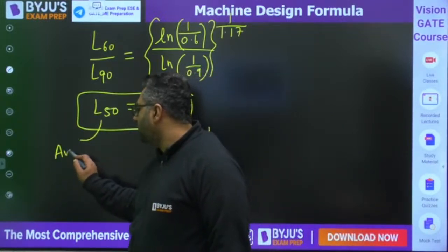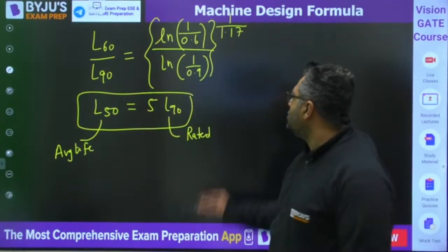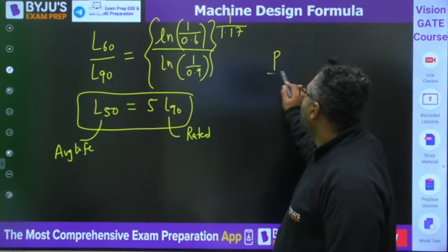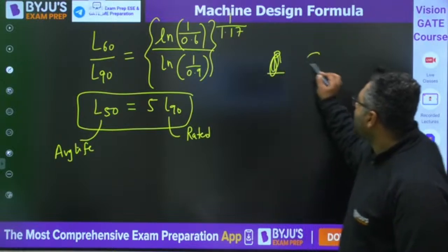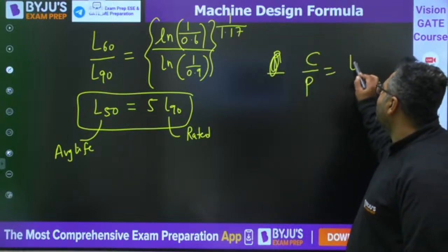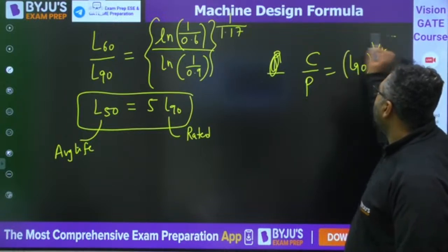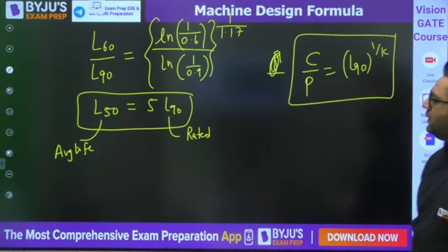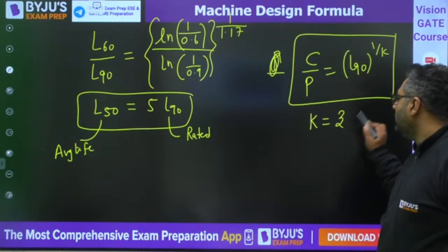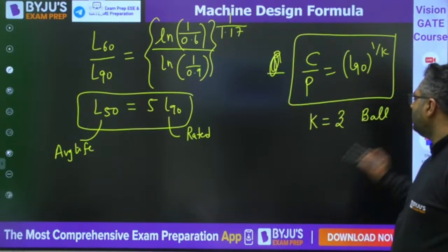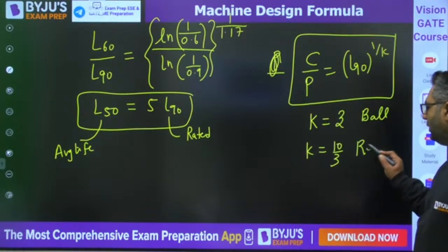So I would like to say L90 is said to be the rated life, L50 is said to be the average life. And at the last you are also having a load life relationship, that is C by P is equal to L90 to the power 1 by K. Is it clear? And you know the value of K is nothing but 3 if it is ball bearing. Value of K is 10 by 3 if it is a roller bearing.